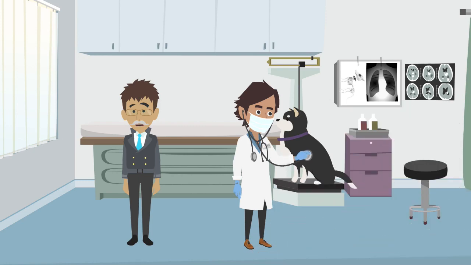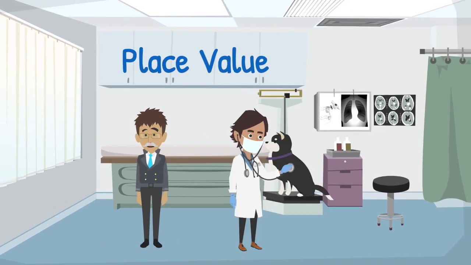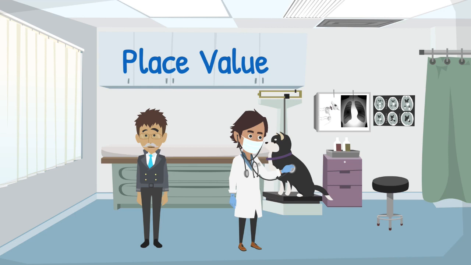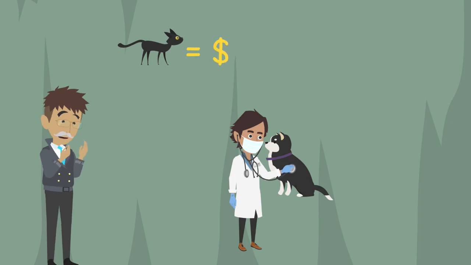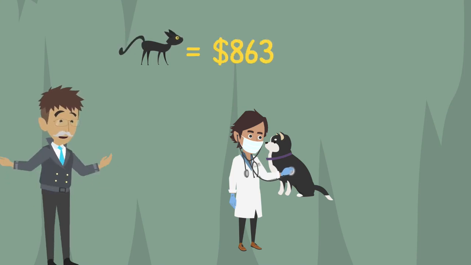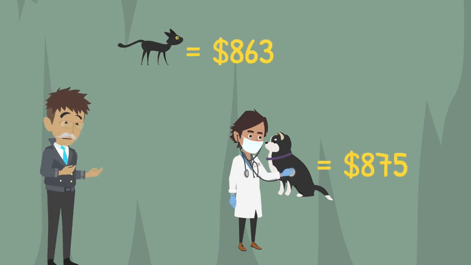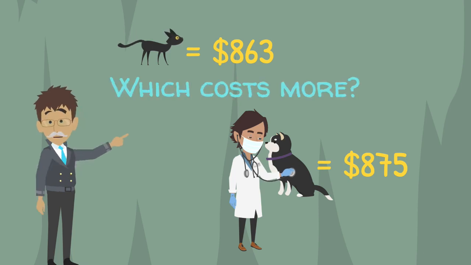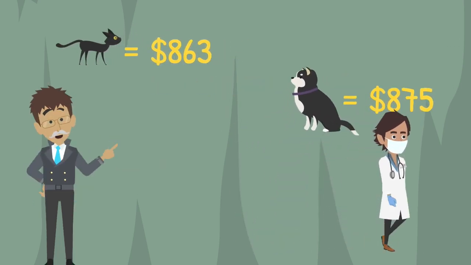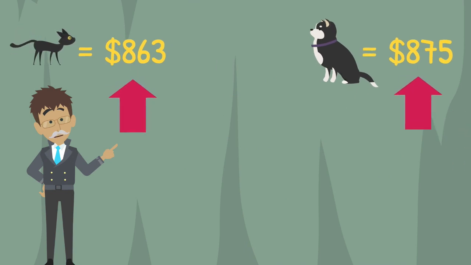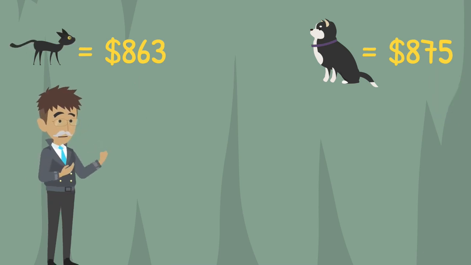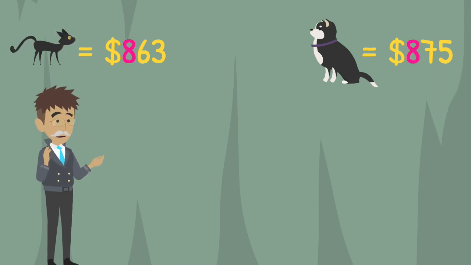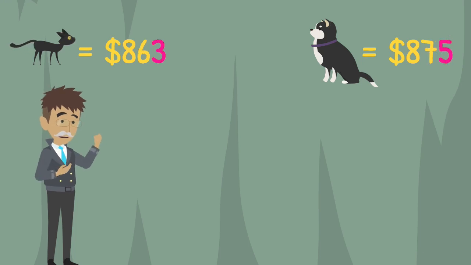A third way that is very efficient is to use place value. Dr. Jones is a veterinarian. He performs the same surgery on a cat, which costs $863, and on a dog, which costs $875. Which costs more? To use place value, we must compare the digits in each place value location to see if they are the same. We start with the location with the highest value, comparing each digit one at a time until we find a digit in one number greater than in the other.